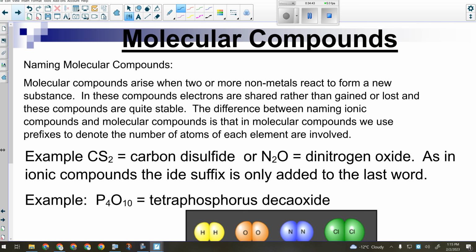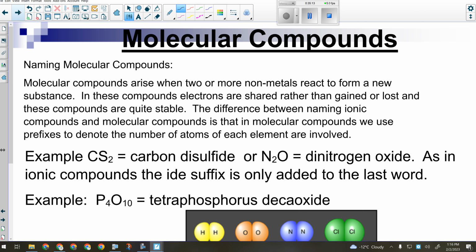All you really need to know about the molecular compound or the covalent bond is that it's strong and it's the result of sharing the electrons. If you know that, you're good on the structure of a covalent bond. As we said, molecular compounds arise when two or more nonmetals react and form a new substance. The electrons are shared, and so in the naming, we have to use prefixes because there's not a fixed ratio of, you know, like nitrogen to oxygen.